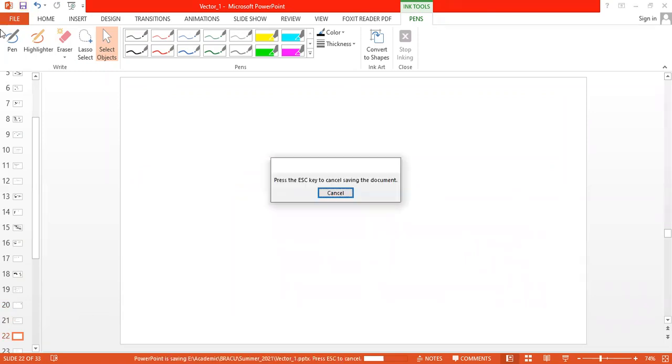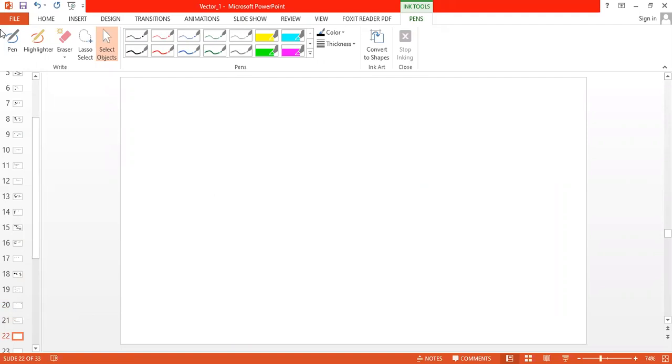If we have vectors, we can multiply vectors in two different ways. One is called scalar multiplication, and the second one is called vector multiplication.